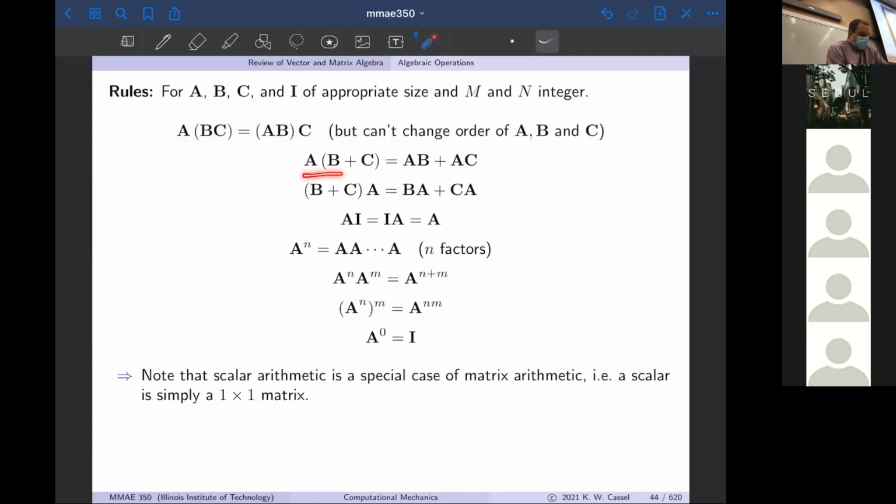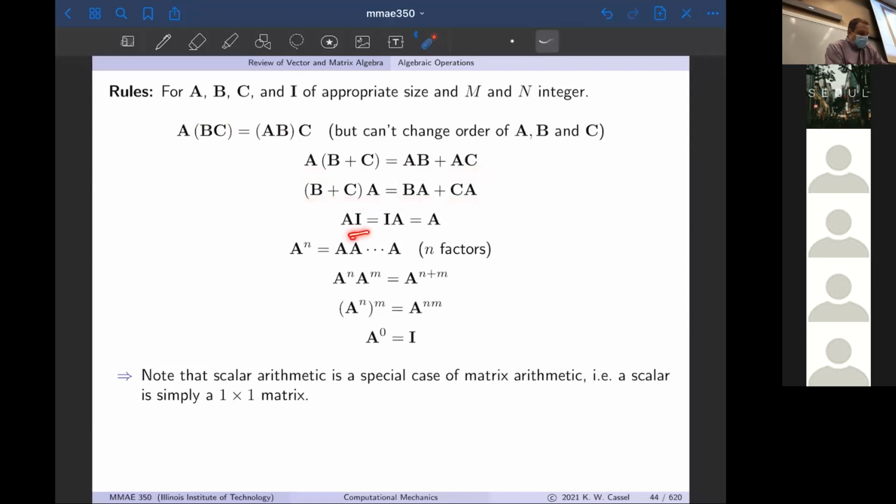The distributive property says if I have A times the quantity B plus C, if I distribute the A, that's A times B plus A times C. But you can't flip the order. So if the A is out front here, I can't have B times A plus C times A. I have to keep the AB, AC order intact. Same thing if the A is at the end, I can still distribute it, but now it is B times A plus C times A.